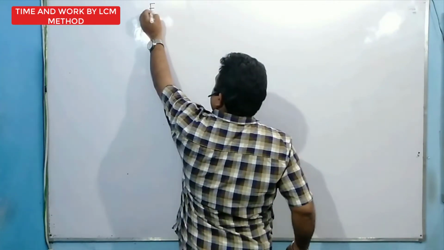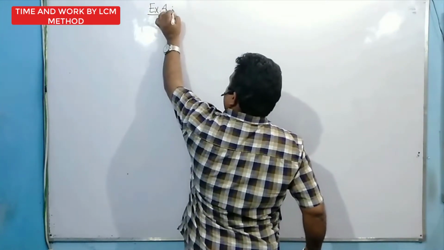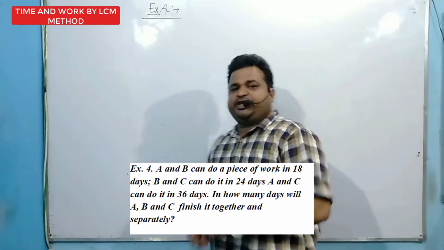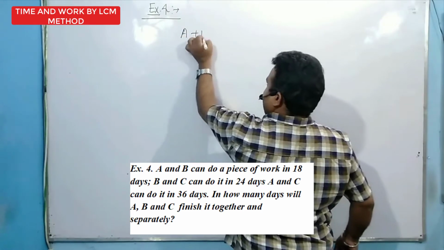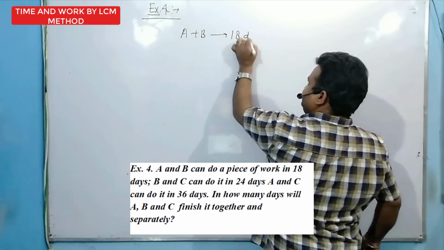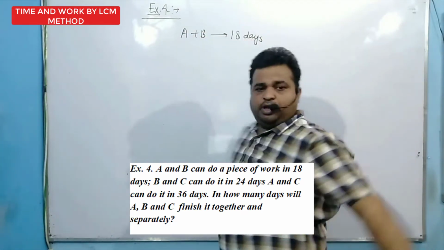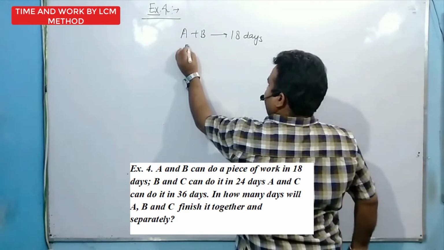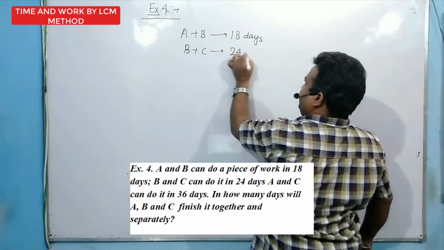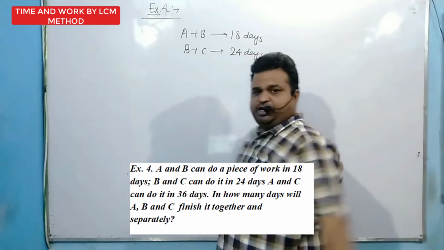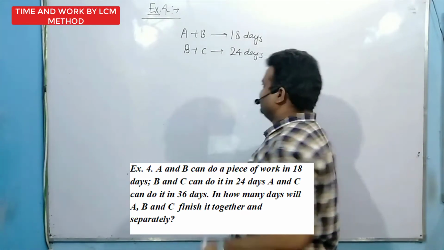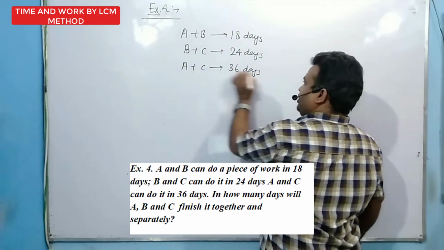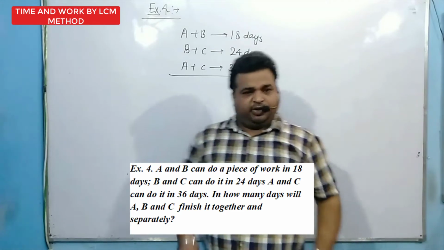Example 4. Look at the screen. A and B can do a piece of work in 18 days. And B and C can do it in 24 days. And A and C can do it in 36 days. Now this information is mentioned in the question.